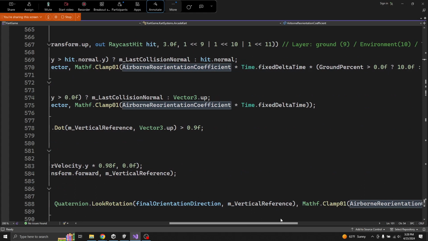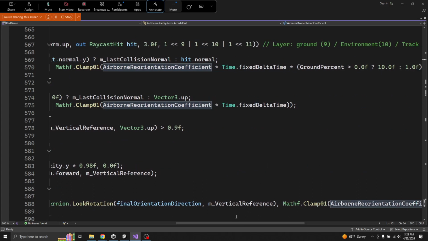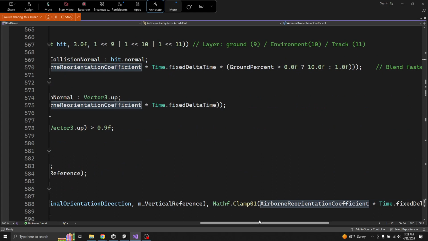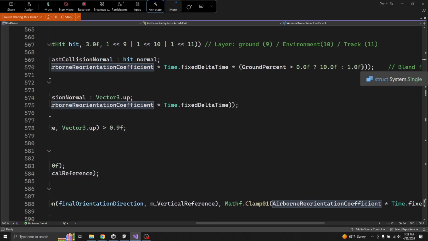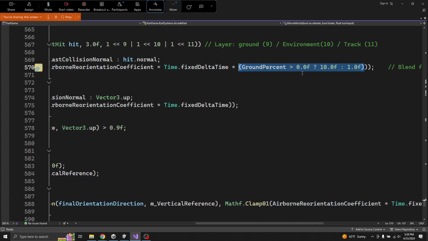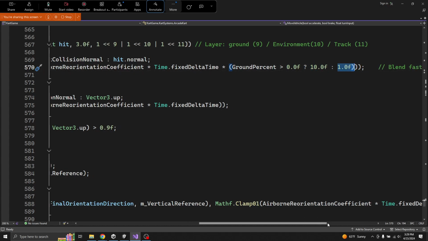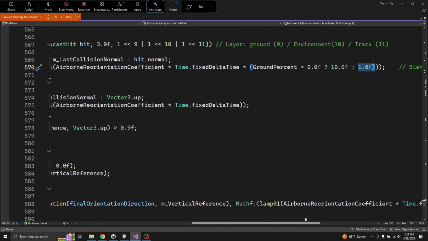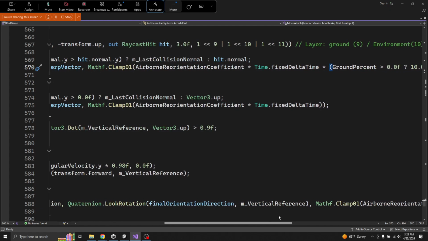All right. So clamp that times fixed delta time. All right. So here we have another ternary operator. So is the ground percent greater than 0? Question mark. So if it's true, this will be set to 10. If it's false, so if we're in the ground, this is 10. If it's in the air, it's 1. Blend faster if it's on the ground. Okay. So this just ramps up to a bigger factor of size 10 if we're on the ground.